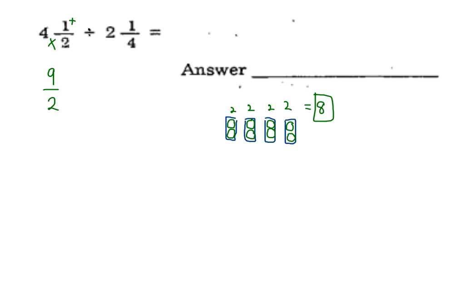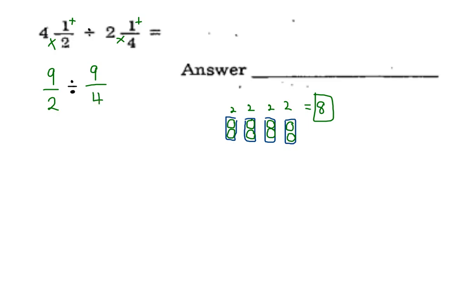I want you to do the last one, 2 and 1/4. Do that one by yourself for me. What do you think you'll get? 2 times 4 is 8. Good. And what are we doing with the 1? Add. Very good. 9. So now we have 9 over 2 divided by 9 over 4.